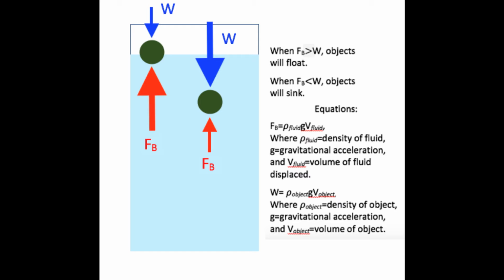The buoyancy force Fb is calculated by multiplying the density of the fluid by the gravitational acceleration and by the volume of the fluid displaced. The weight W is calculated by multiplying the density of the object by the gravitational acceleration and by the volume of the object.